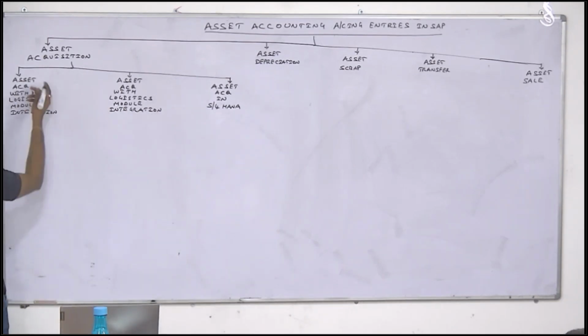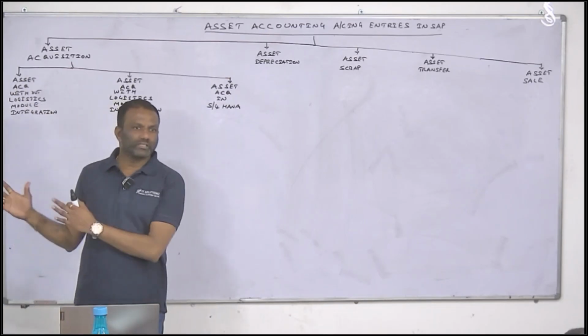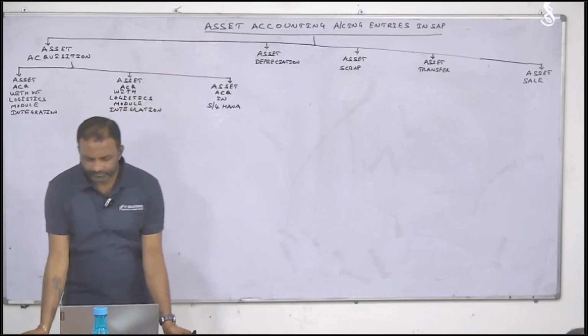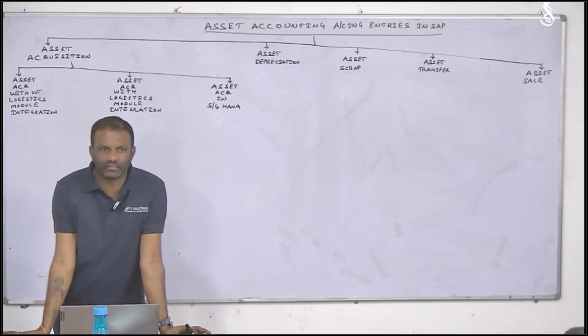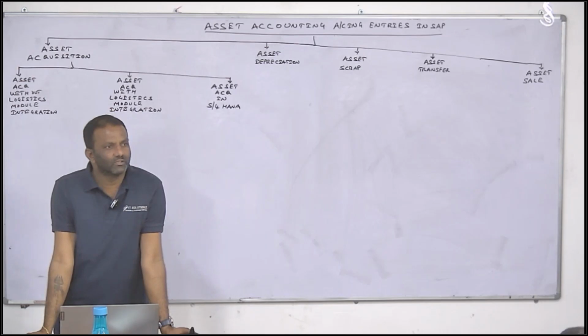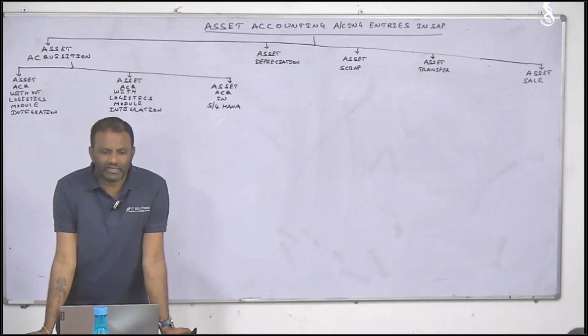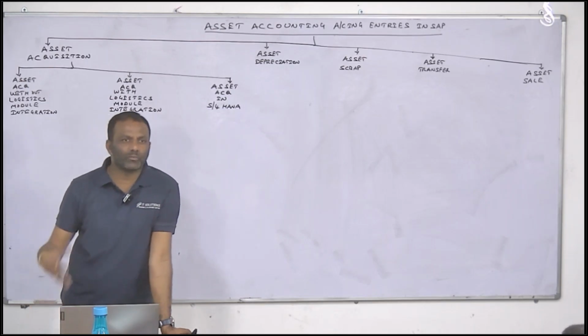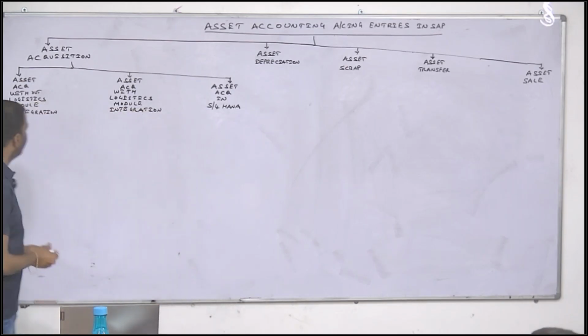Anyways, so now asset acquisition without the logistics module. You are purchasing an asset from the market. Forget about the integration part. What is the accounting entry? You have purchased an asset for your organization. Asset account debit to bank account. In 90% of cases we don't purchase directly, we purchase from vendors. What is the accounting entry?